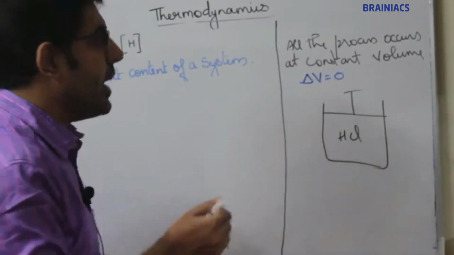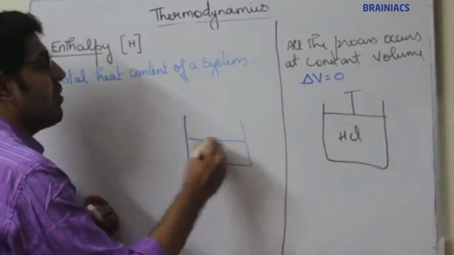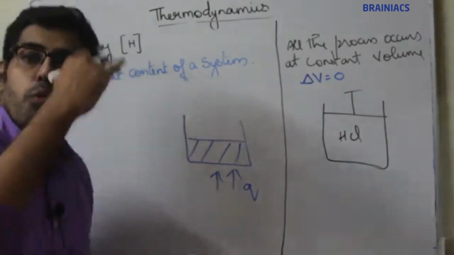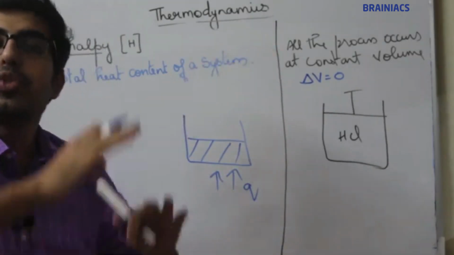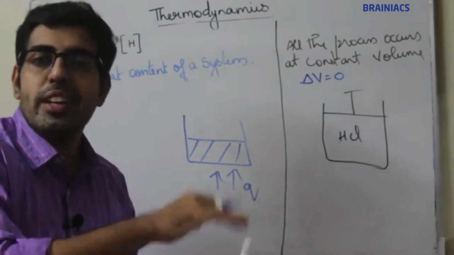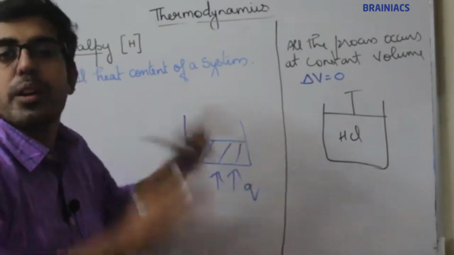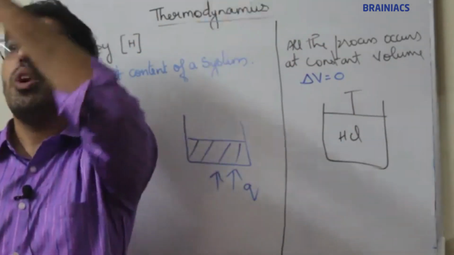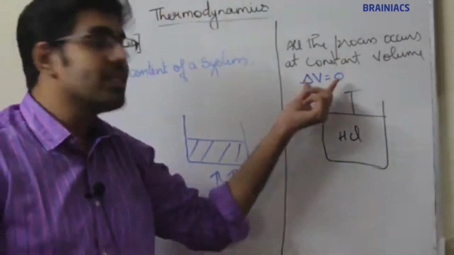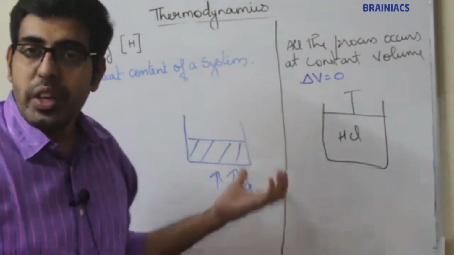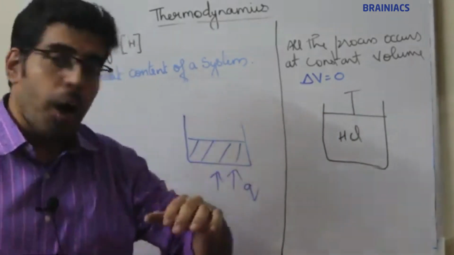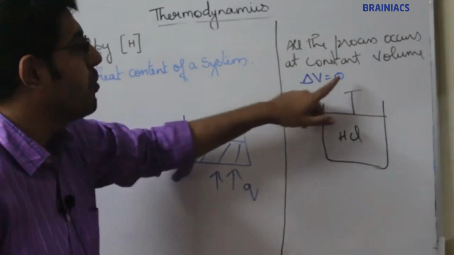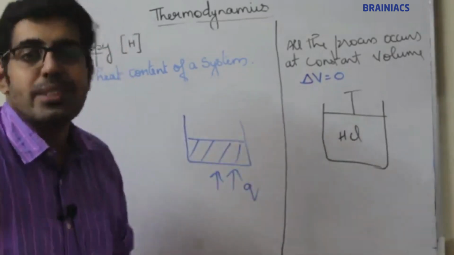It means that when you heat water in a vessel, the volume of the water remains the same. There is no change in volume. Before heating and after heating, the volume of the water remains the same, because the earlier concept was that all processes in the universe occur at constant volume. That means delta V, change in volume, is 0. But we know that this is not true.